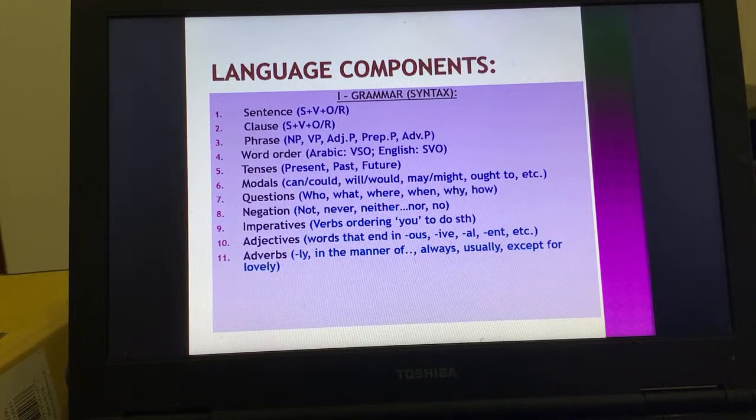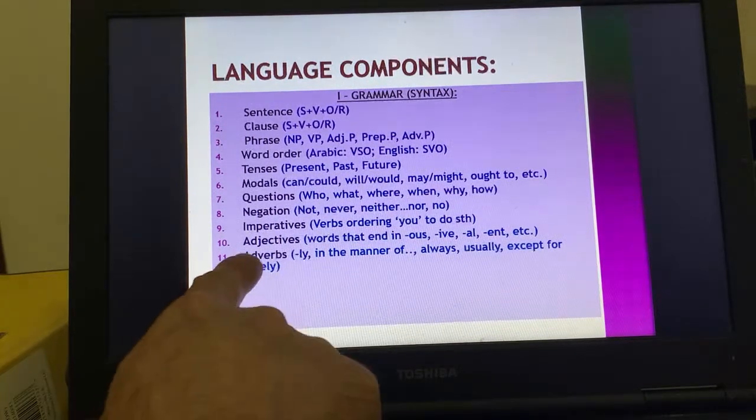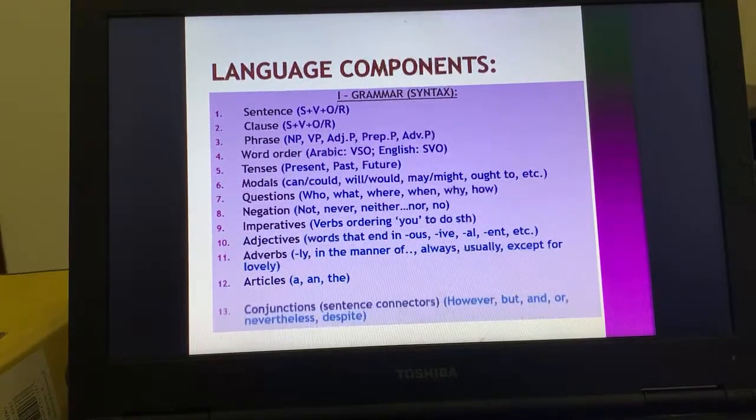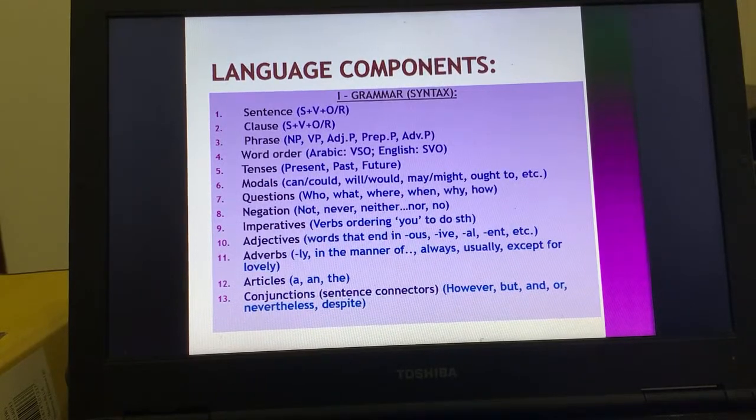Examples: always, usually. But then the word lovely is not an adverb, يعني جميل. Then you have the different articles, whether they are a, an, or the, which you need not translate. But then you have the conjunctions, which are however, but, and, or, nevertheless, and despite.